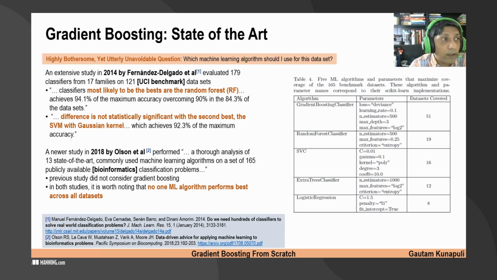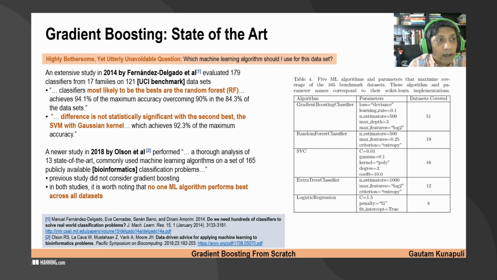So we're going to kick off here by motivating the need for gradient boosting and why we need to understand it by posing this highly bothersome yet utterly unavoidable question. Which machine learning algorithm should I use for this data set that I have, right? And this is, of course, an age-old problem. Everybody wants to know the answer to this question. And over the last few years, last couple of decades even, there have been extensive studies by various authors in academic circles, at least, to try and figure out what the answer to this is, right?